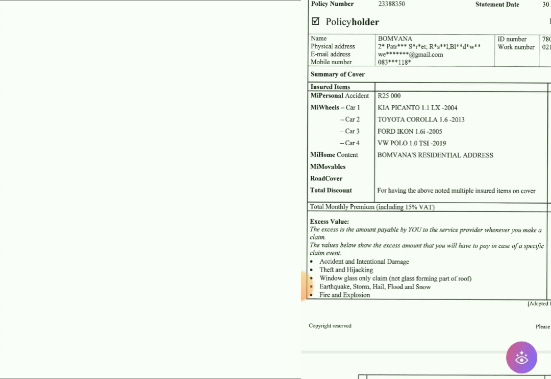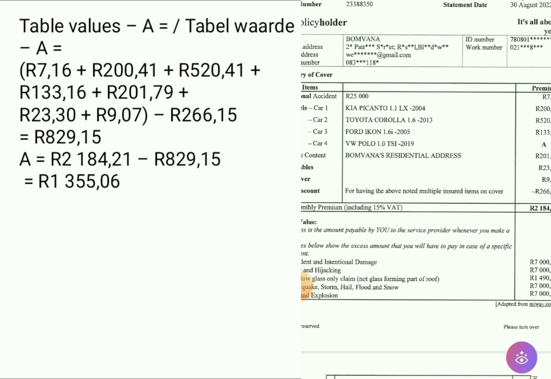So guys, the other one that I want to use is that you add all the numbers, the 7 numbers that I've mentioned, and then you minus 266.15, which gives the answer 829.15. And then after that, you say 2,184.21, which is the total, minus 829.15, then you will get the answer 1,355.06.